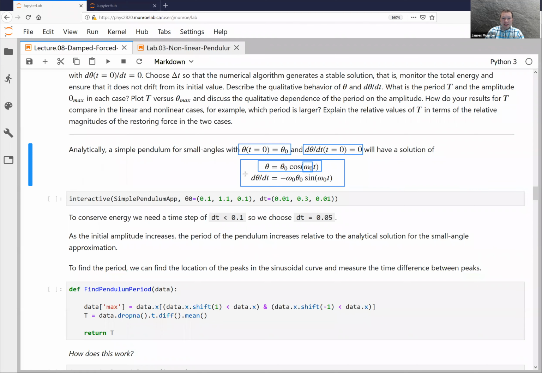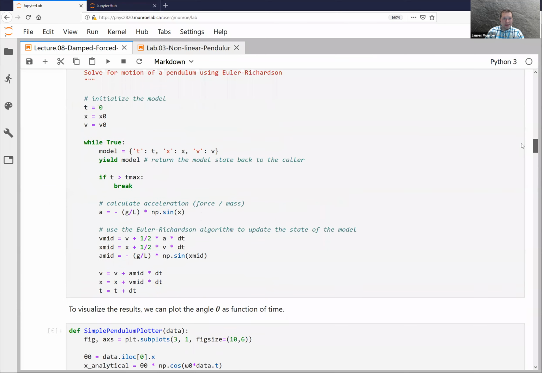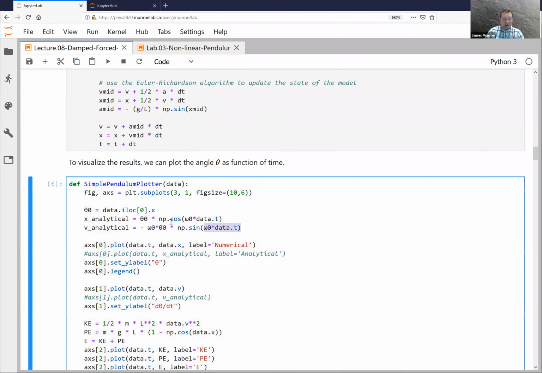To figure out this next line, where does that come from analytically? It's just the derivative. If you take the derivative of theta with respect to t, take the derivative of cosine, you get minus sine, and the derivative of omega times t, the omega comes out. So this becomes the analytical expression for the angular velocity of a pendulum. Okay, so all of that is to say, what we're able to do is add in the analytical solution.